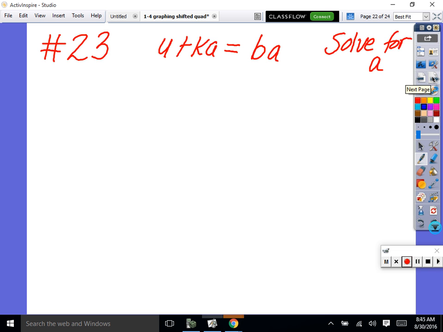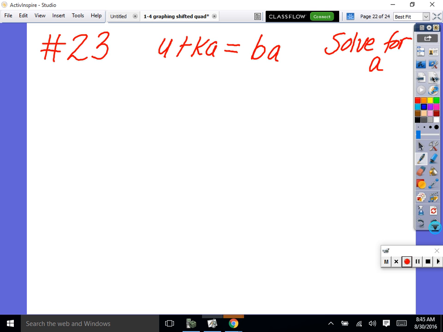It's different. Watch. Okay? Number 23, we have u plus ka is equal to ba. It says solve for a. So I want you to look at the problem. Isn't there two a's? If that ever happens, listen very carefully. If there's two variables and you're supposed to be solving for one of them, you're going to put all of those variables on one side of the equation and everything else on the other side.